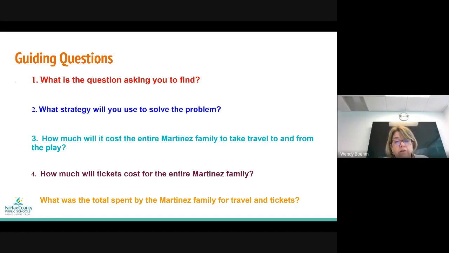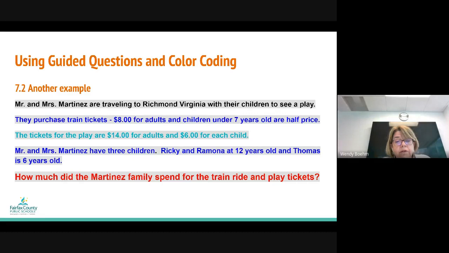If we were able to go back to the question, we could see that we were able to highlight the different pieces that we are solving. So if we look at important information for the train tickets, we need to know how much the train tickets were for adults, how much the train tickets were for the kids. We also need to know the kids' ages because we know that under 7 is half price. By color coding and underlining and breaking apart the problem, the students are then able to solve the problem independently.